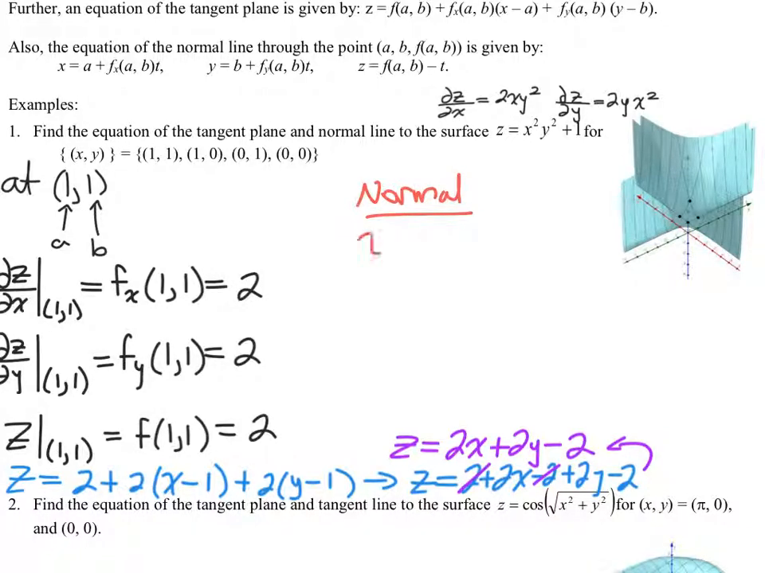But for the normal line, are you supposed to do all of them, x, y, and z? Yeah, because it's a parametric equation. So normal line in 3 space would have the 3 components. All right, so we need each one of them. So x is the a value, 1, plus the partial with respect to x we figured out is 2. So 1 plus 2t. Y is 1 plus 2t again.